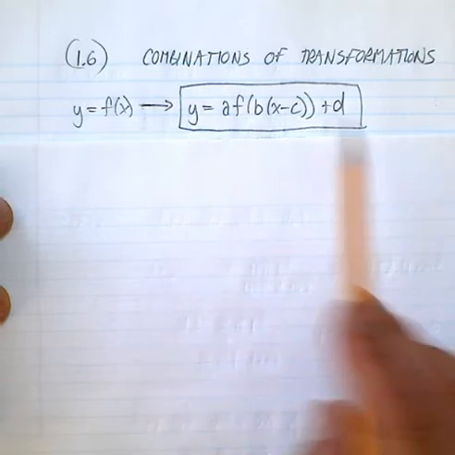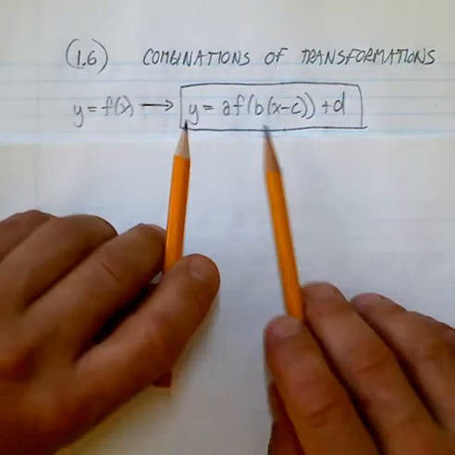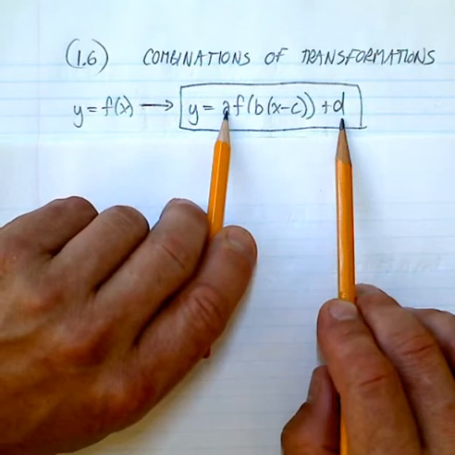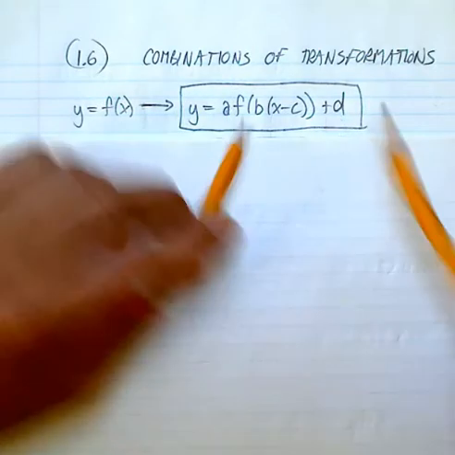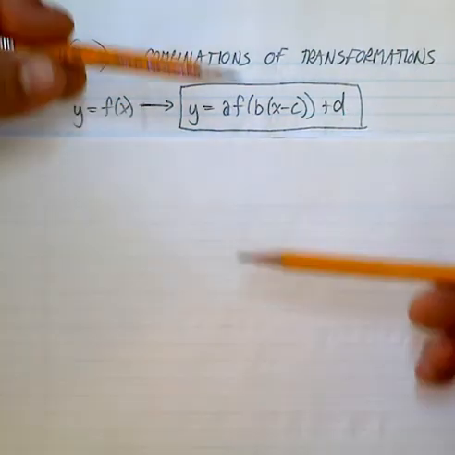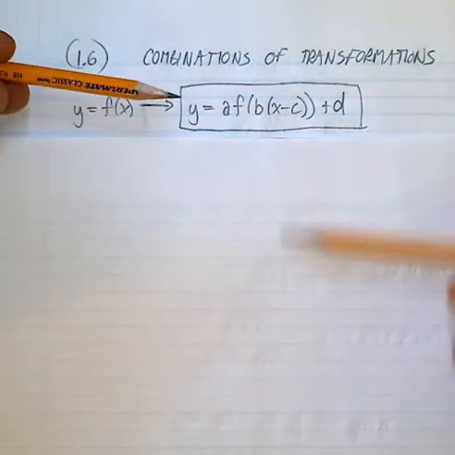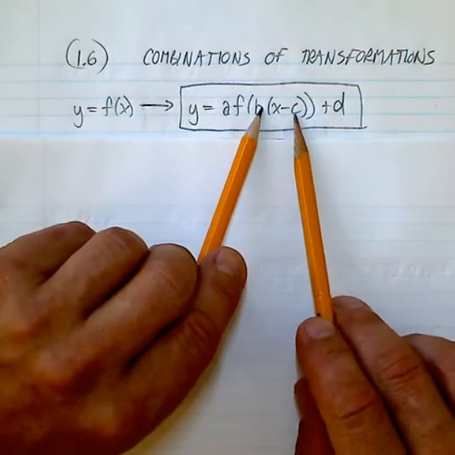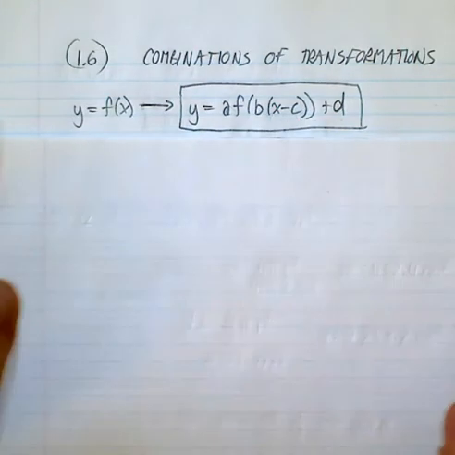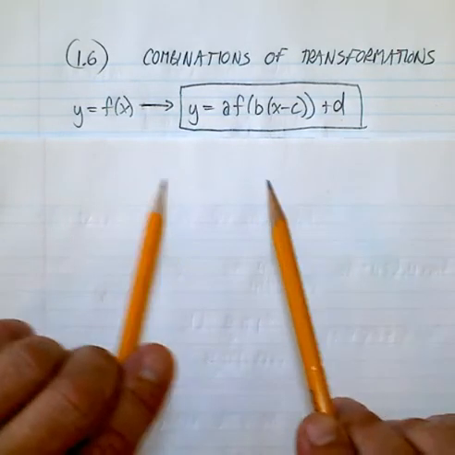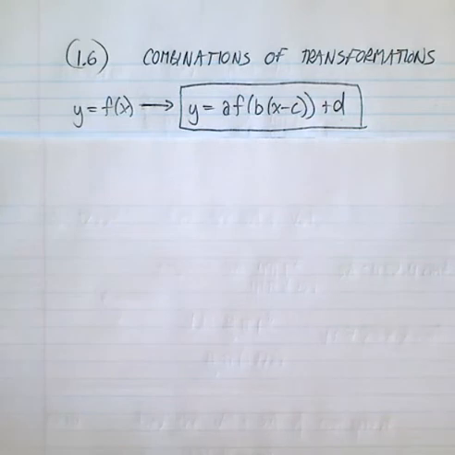You can see that the f of x is still on the inside here, and the a and d are on the outside, so they are affecting the y value, which means they're affecting the vertical. They stretch it vertically, compress it vertically, or slide it up and down. The ones on the inside, the b and the c, affect the x value, so they're horizontal transformations. They stretch it or shrink it horizontally, or they slide it left and right. We're going to look at these separately.